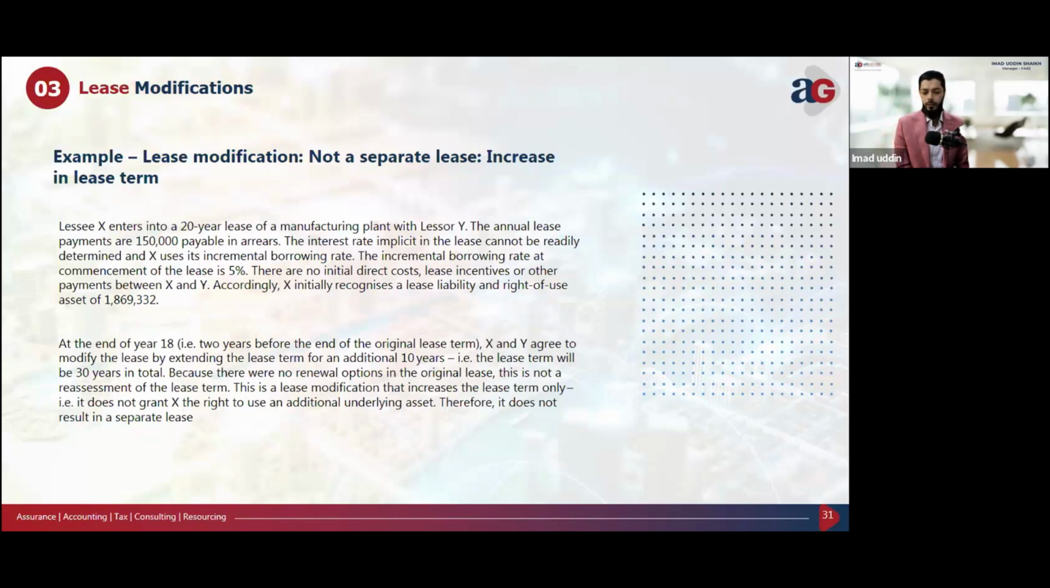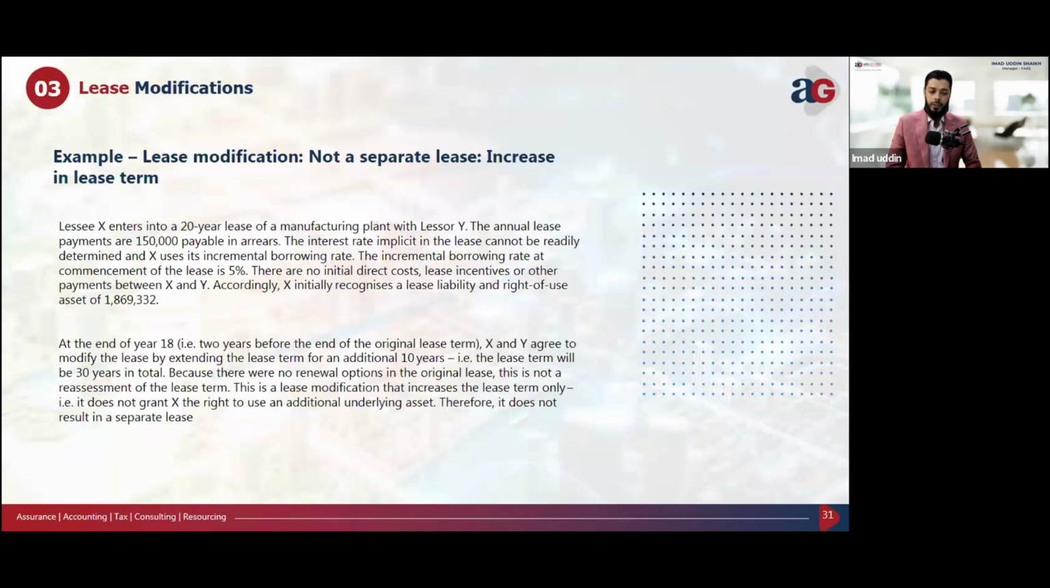So we have a lessee, which is X, and a lessor, which is Y. The lessee X enters into a 20-year lease of a manufacturing plant with the lessor Y. So the initial lease term is 20 years. The annual lease payments are 150,000, payable in arrears, and the interest rate is, in this case, 5%. So these are simple terms. We have a 20-year lease between X and Y, a 150,000 lease rental per year, and 5% is the discount rate. So the lease liability initially recognized was 1.869 million.